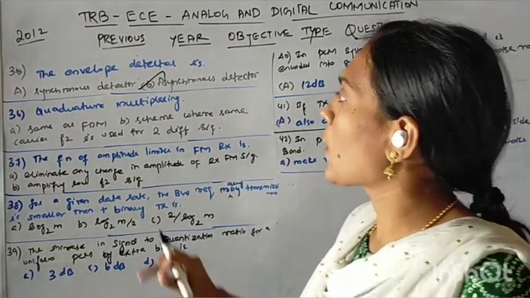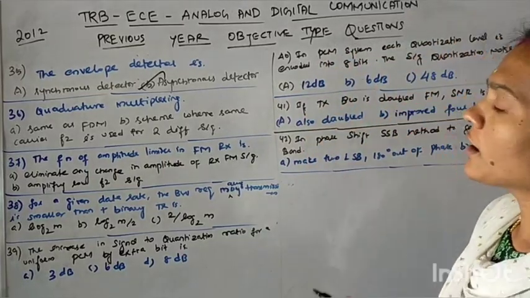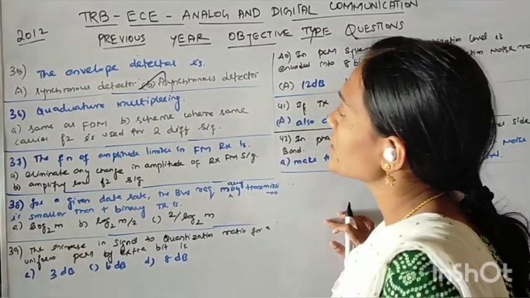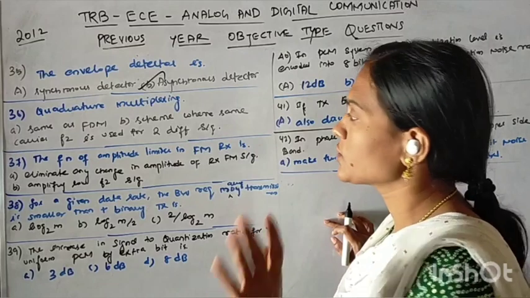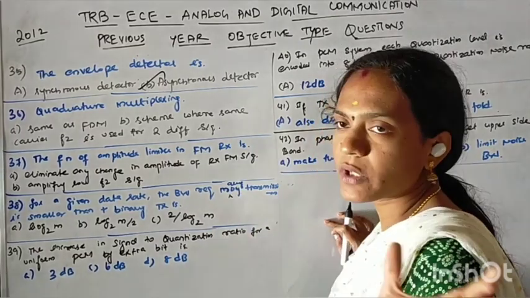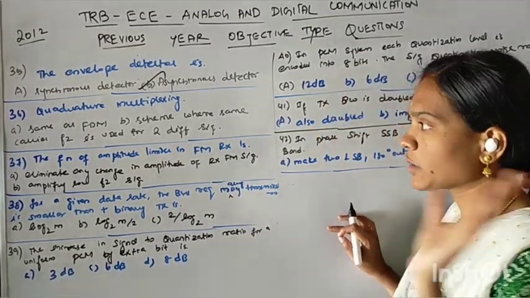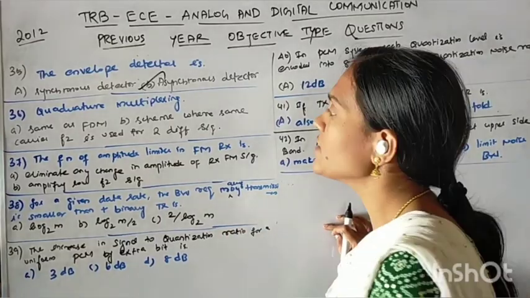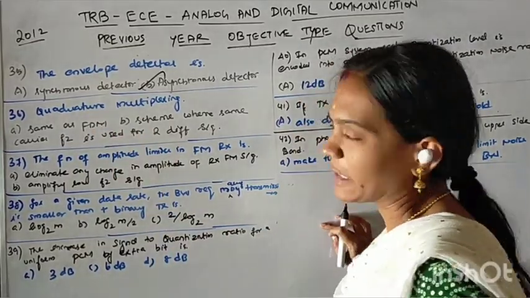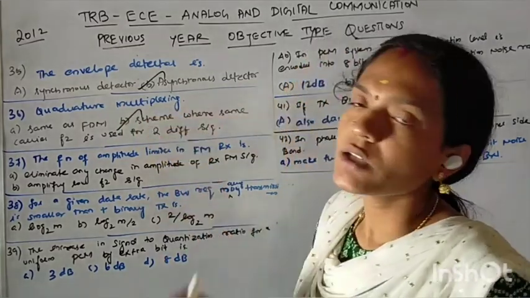Next question: the quadrature multiplexing is, this is also a direct question. The scheme where the same frequency is used for two different signals. So we use two different signals with the same carrier frequency, that means quadrature multiplexing. So option B is the correct answer.